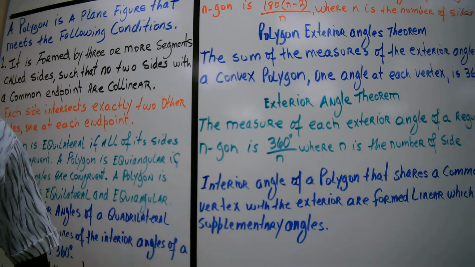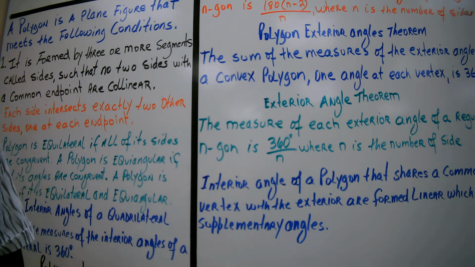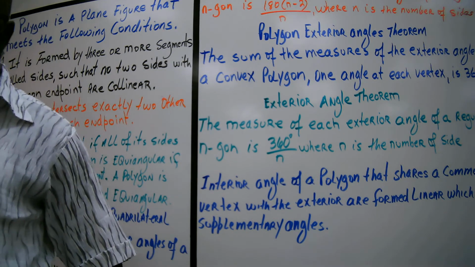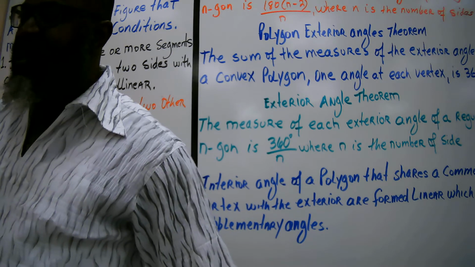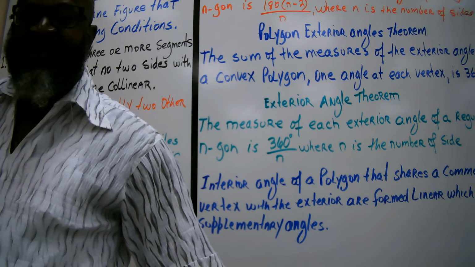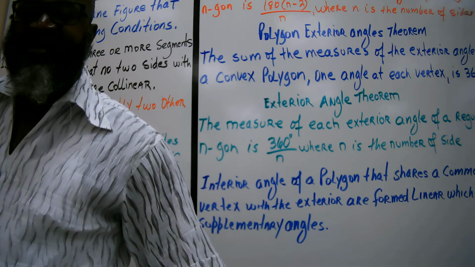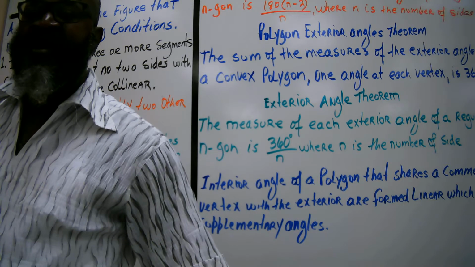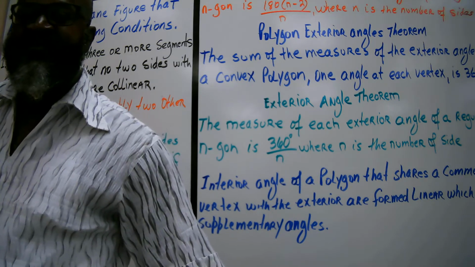That will give you the average of each angle, because each angle will be exactly the same. So for a regular polygon, to find the measure of each interior angle, it's 180 times (n minus 2), divided by n, where n is the number of sides. That will give you the measure of each interior angle. The interior angle will be exactly the same.